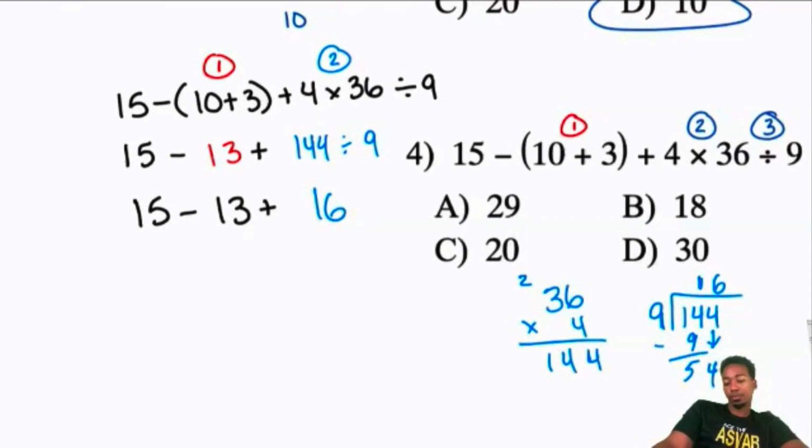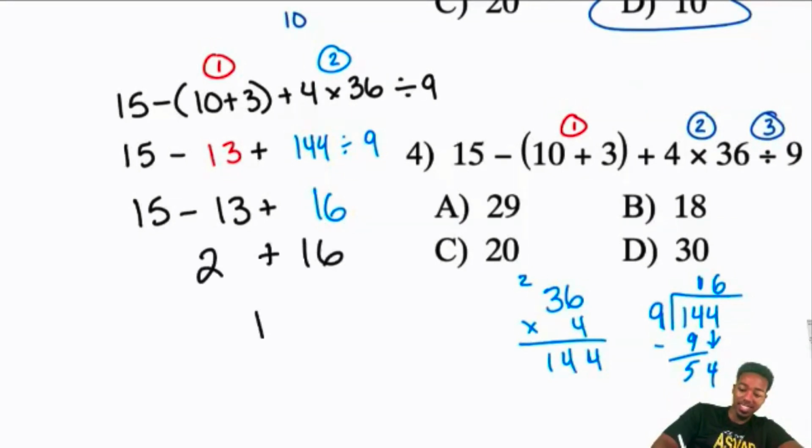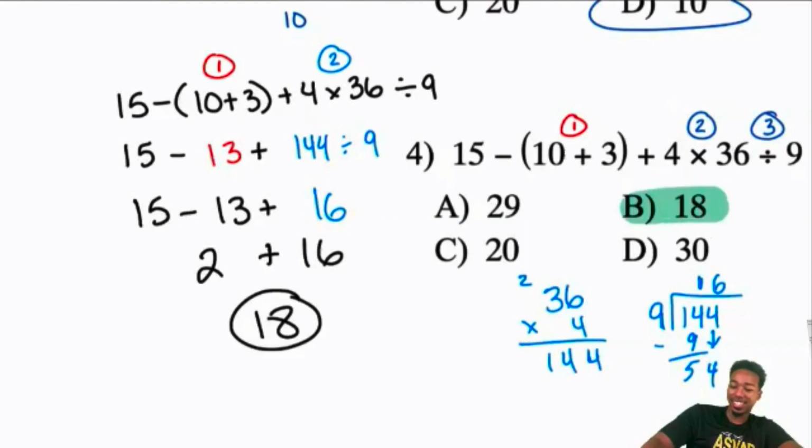Okay, so from here, we just read it left to right. I was going to come back to that and do it. So I got you. So 15 minus 13, everybody want to give us 15 minus 13? That's going to give us 2. That's correct. That's going to give us 2. And 2 plus 16 gives us 18. So the answer here is indeed 18. It is indeed going to be 18.